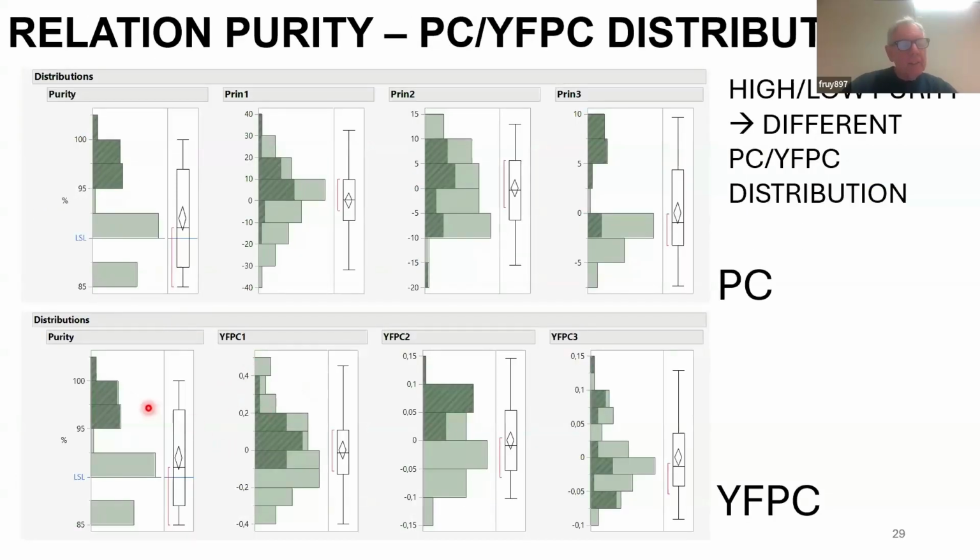Interesting also is to check whether there is potential for modeling the purity. So when you look at the distribution of purity together with the principal components and the functional principal components, you will see that the distributions for high and low purity are different. You see it here particularly with the functional principal components. The high purity corresponds with high scores on the second functional principal component. It's even more clear than for the principal components. That looks interesting. Maybe there is potential for modeling.